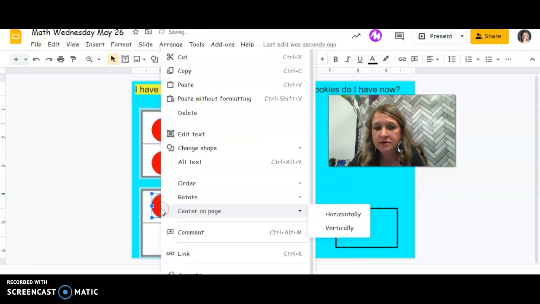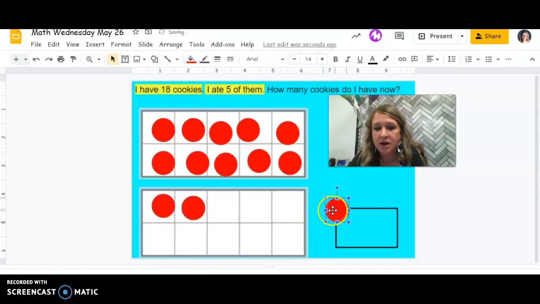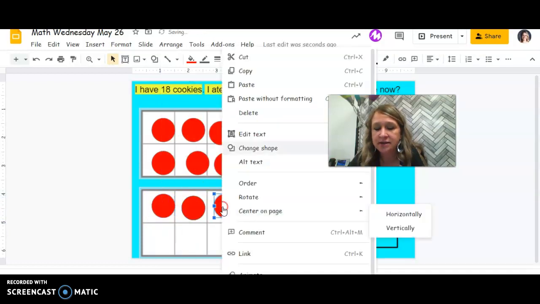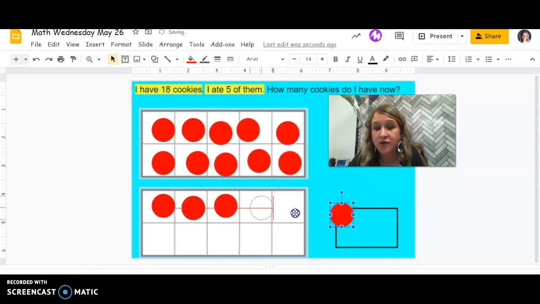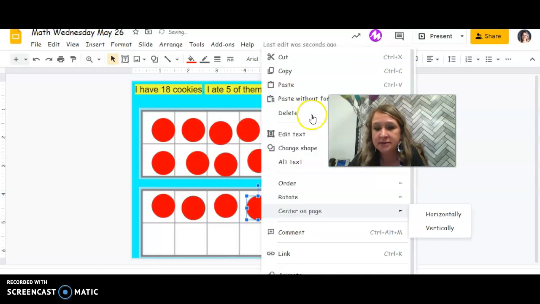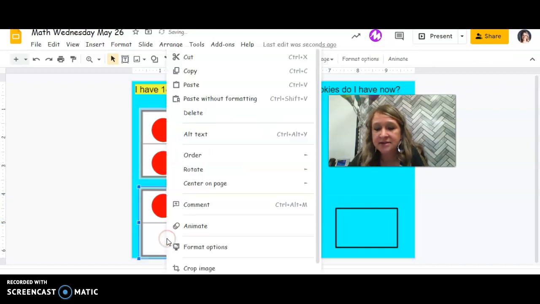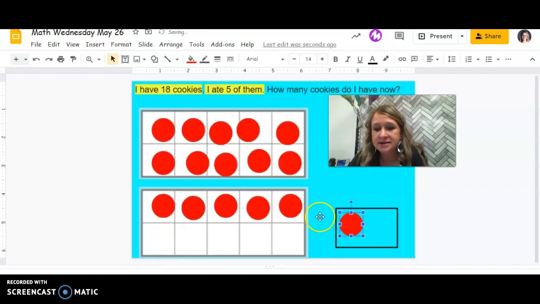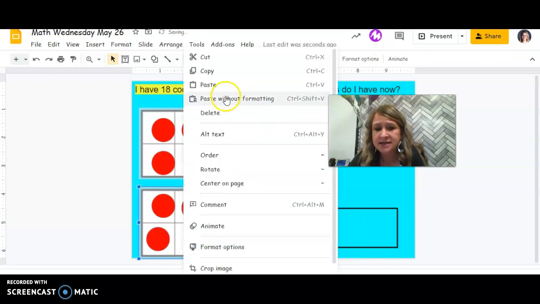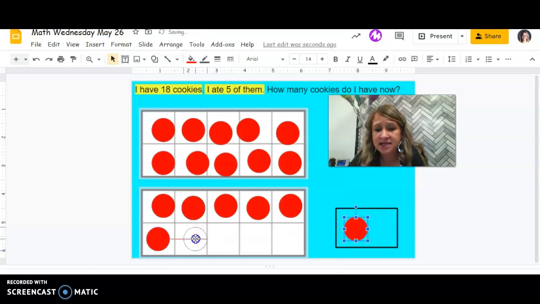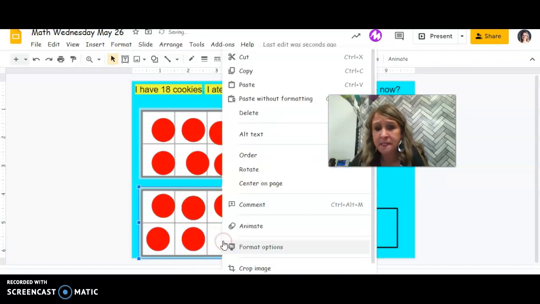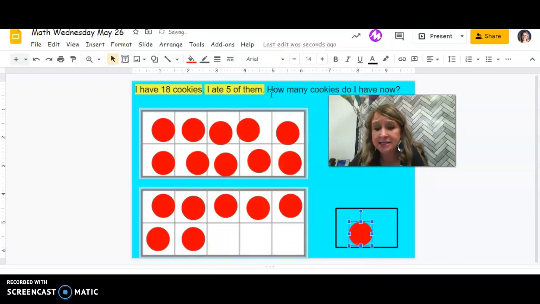12, 13, 14, 15, 16, 17, 18. Now I have 18 cookies.